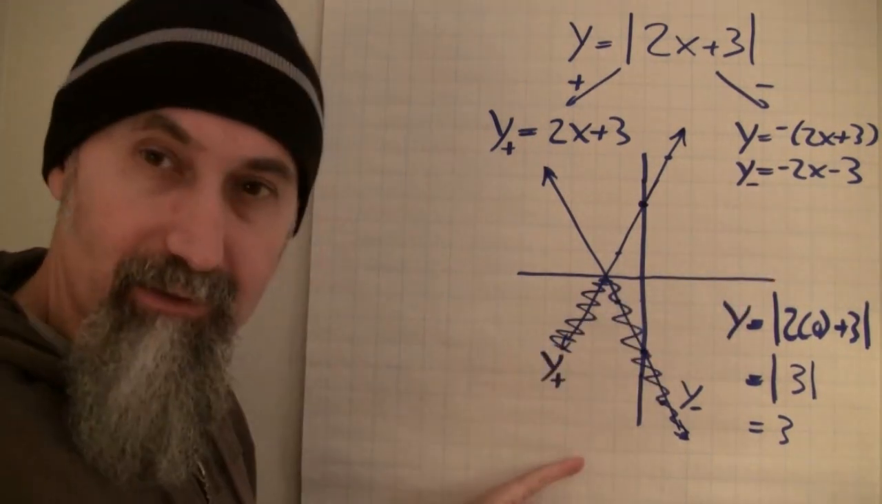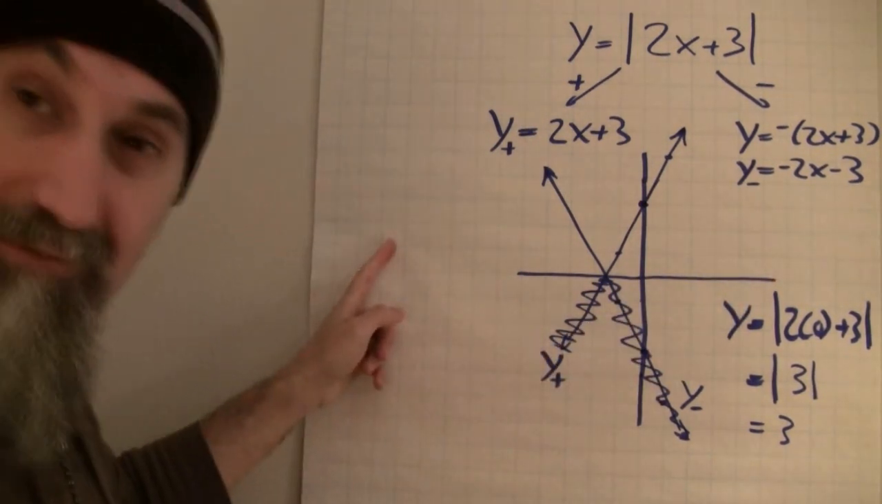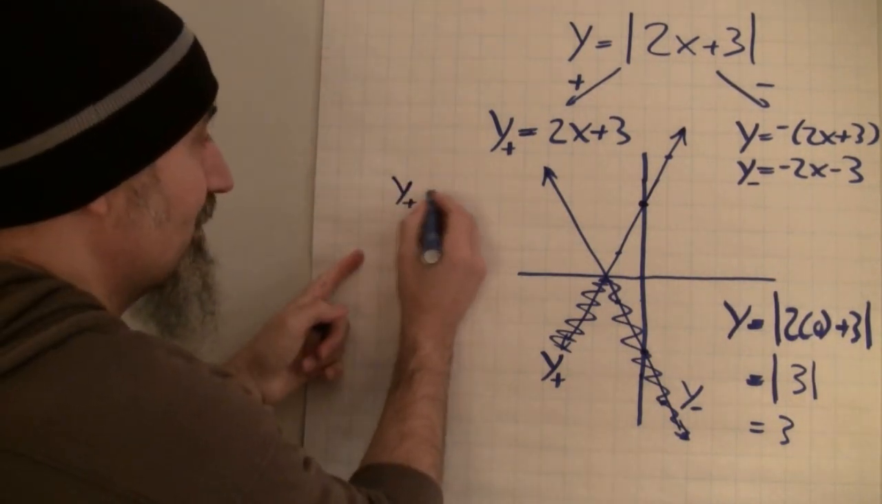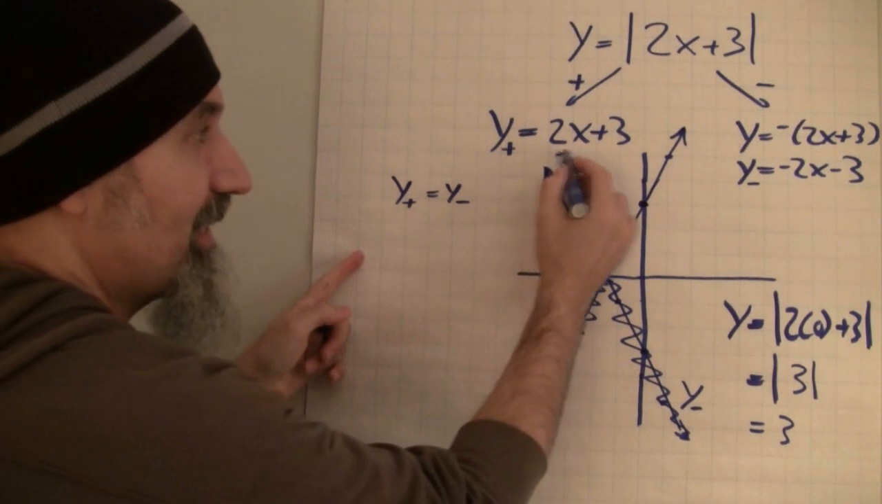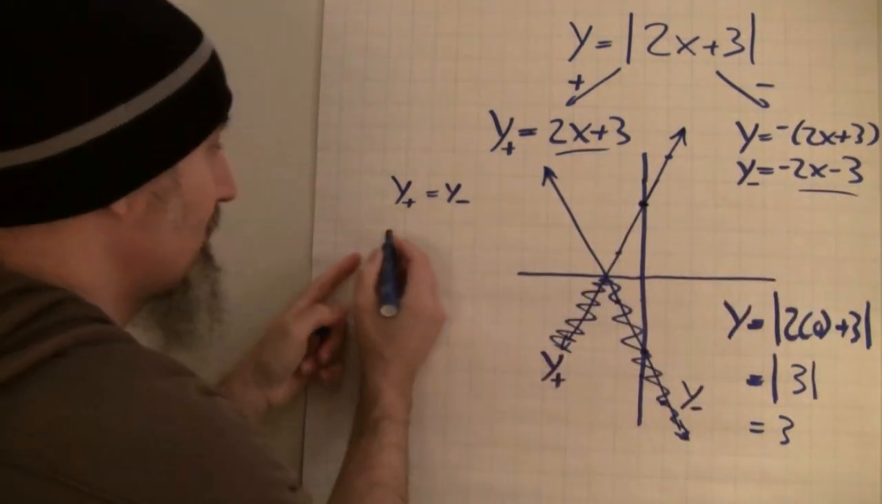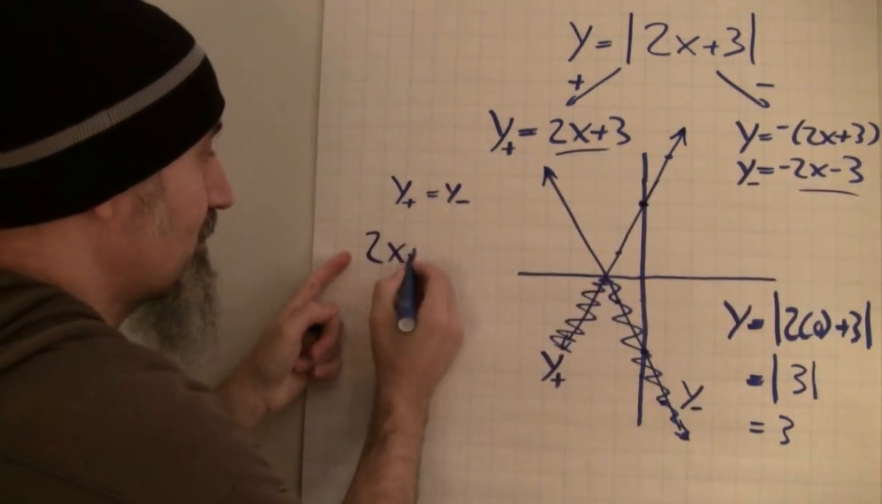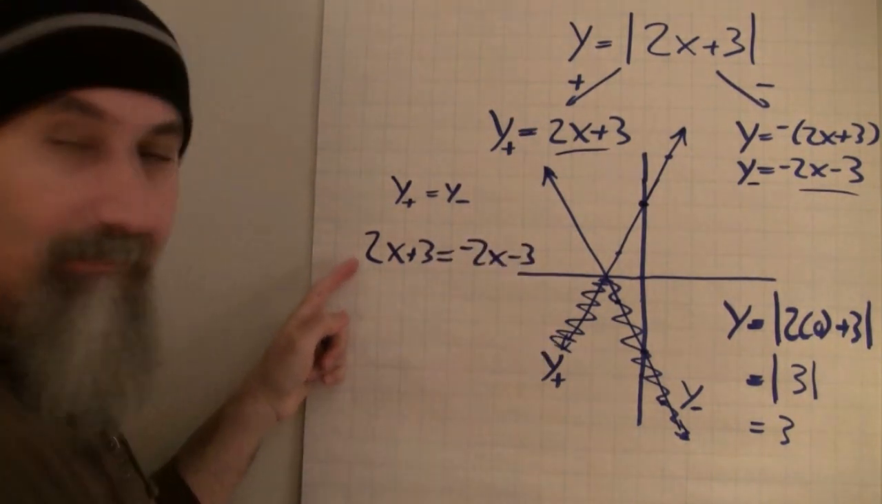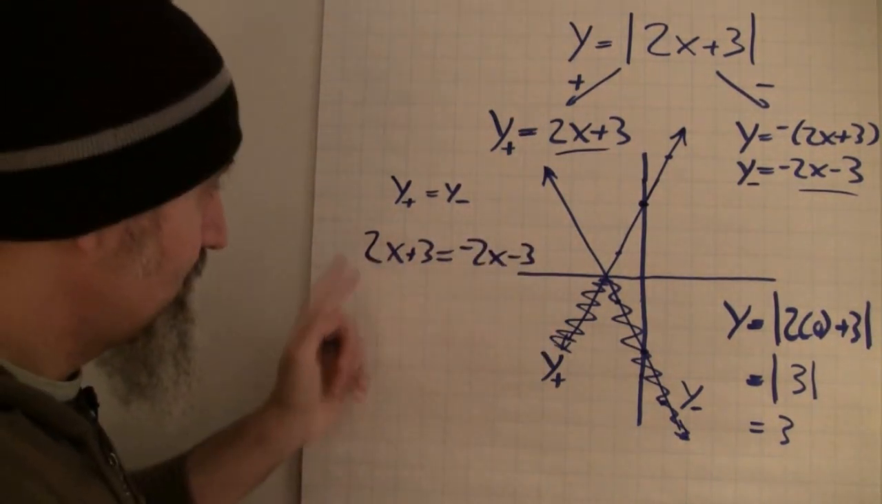You say, let's do this here, right? So we say let y positive equal y negative. So you set this equal to this. So this becomes 2x plus 3 has to equal negative 2x minus 3, right? And then solve for x.